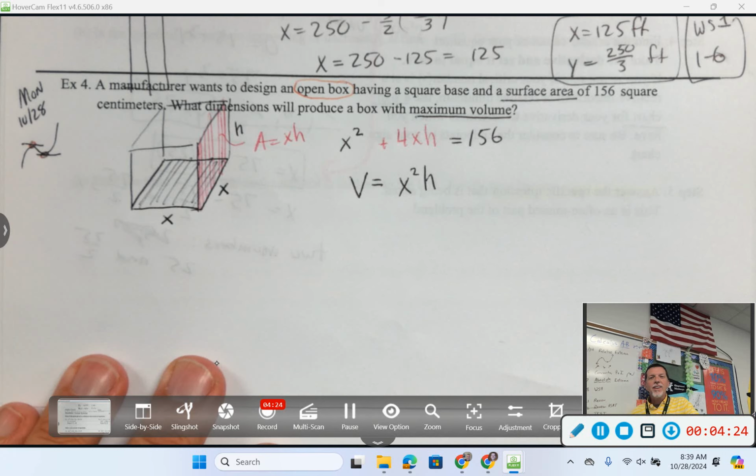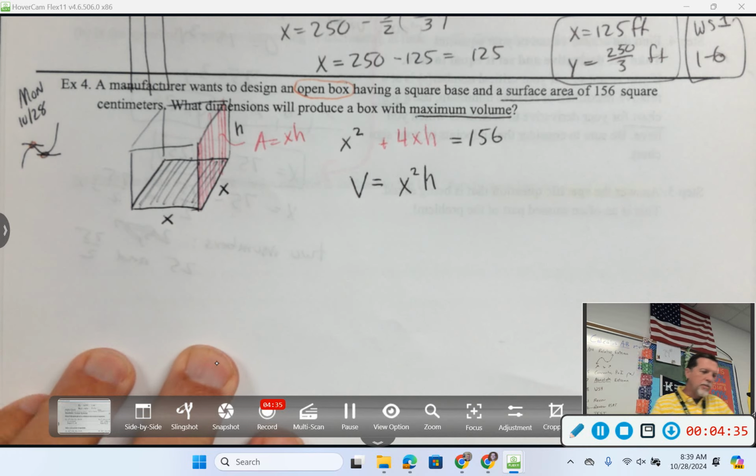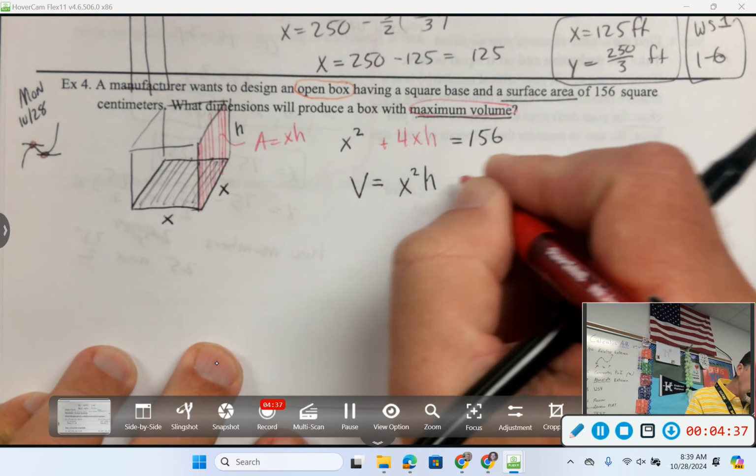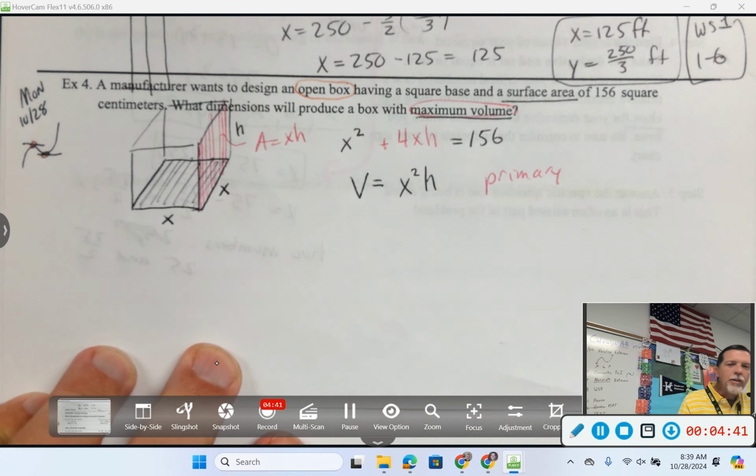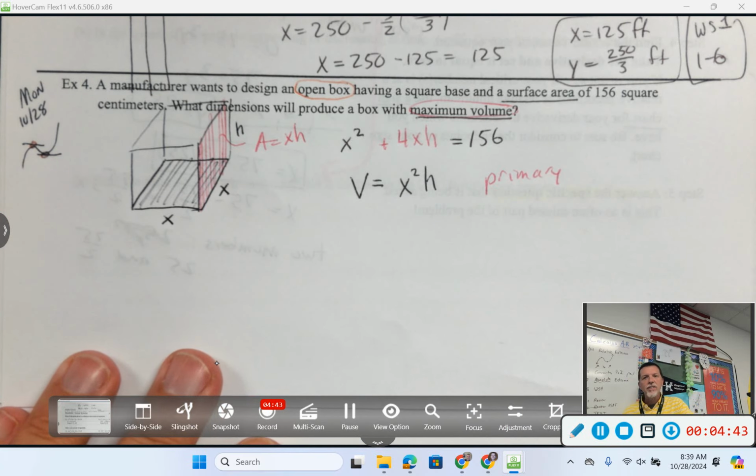All right, let me ask it again. Which of those equations do we want to maximize? The first one or the second one? Oops. I heard both answers there. Maximum volume. So I want to maximize this one, the second one. That makes it my primary equation. That's the one that I'll take a derivative of.